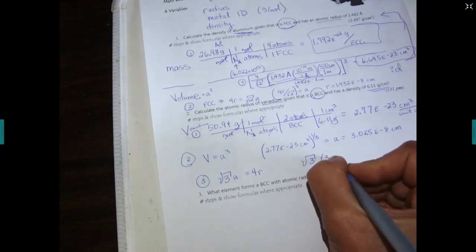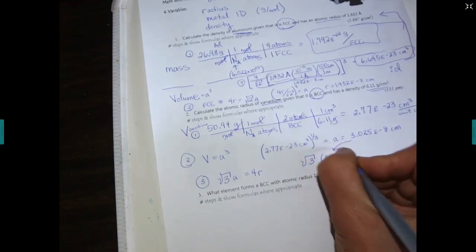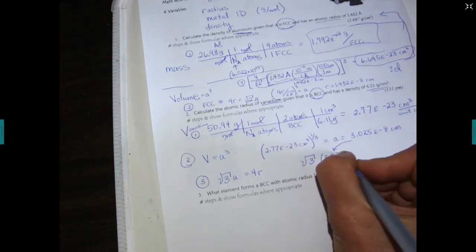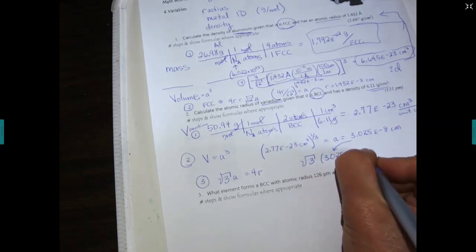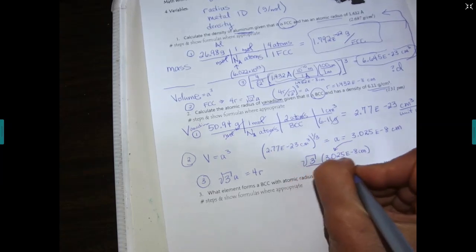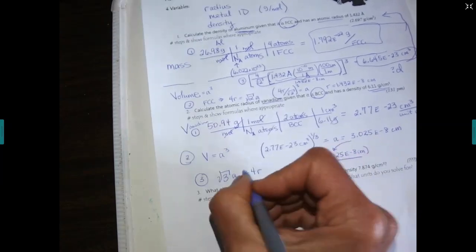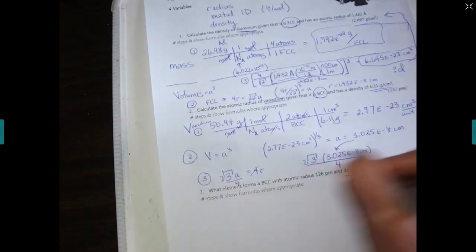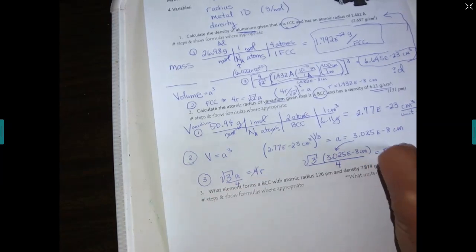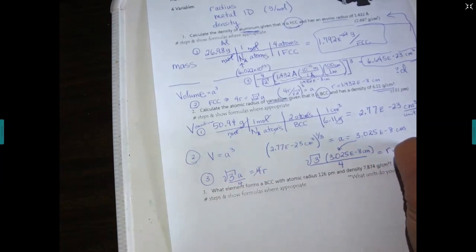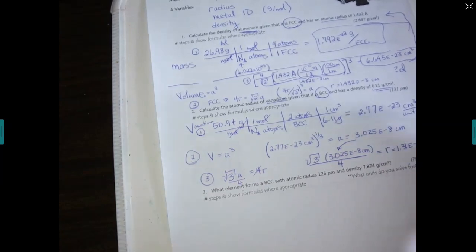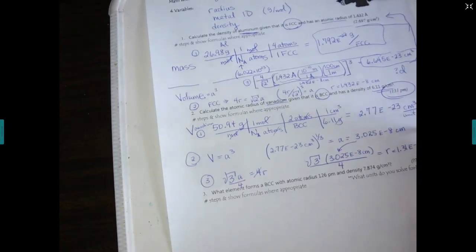So square root of 3 times, here I'm pulling this number down, 3.025 e to the negative 8. Notice I'm always showing my units. And then I'm going to divide by 4 because I want to pull my 4 over. And that will give me my radius, which will be 1.31 e to the negative 8 centimeters. And we did it. Check.